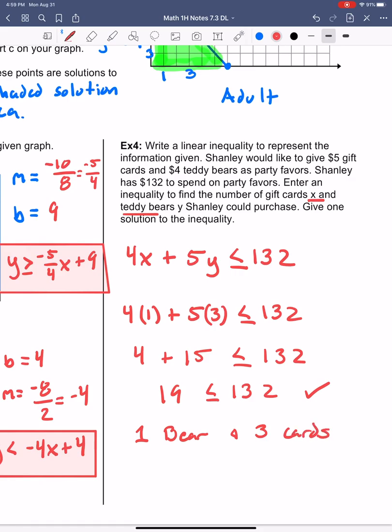And of course, Shanley would be keeping a lot of money for themselves here if they just bought 1 teddy bear and 3 gift cards.